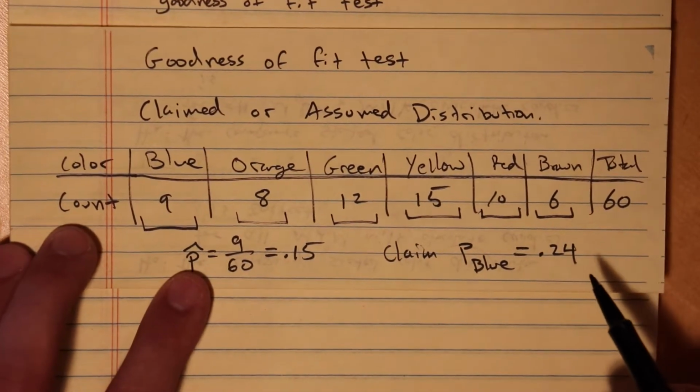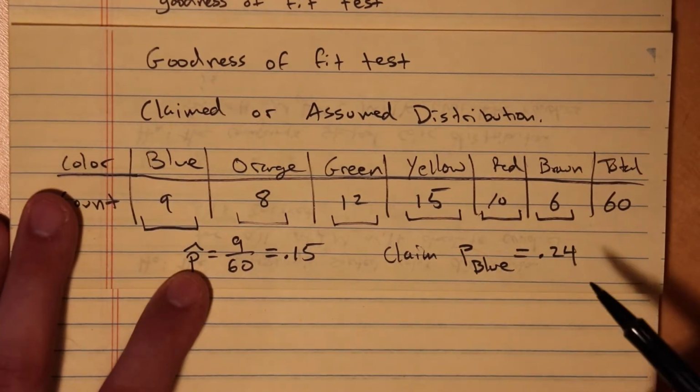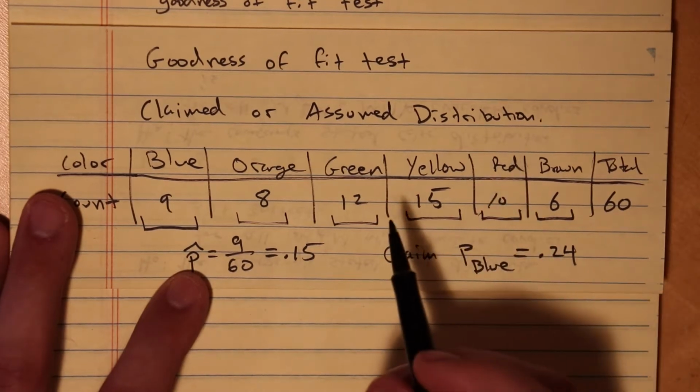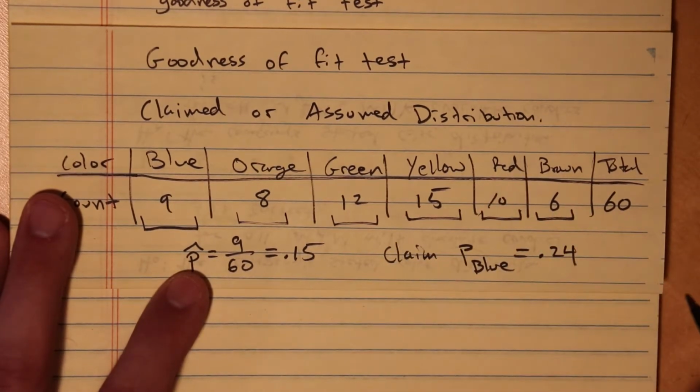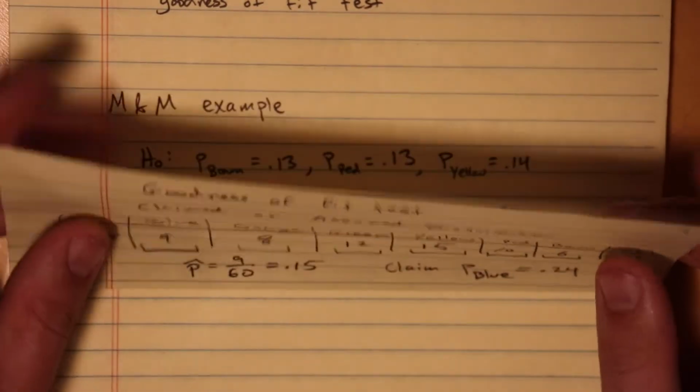That's technically one way to do it, but in this case we'd have to do 6 of those, which is where a chi-squared goodness of fit test becomes very handy. In a chi-squared goodness of fit test, it would look something like this.